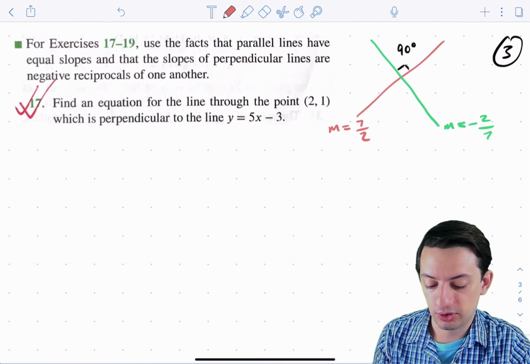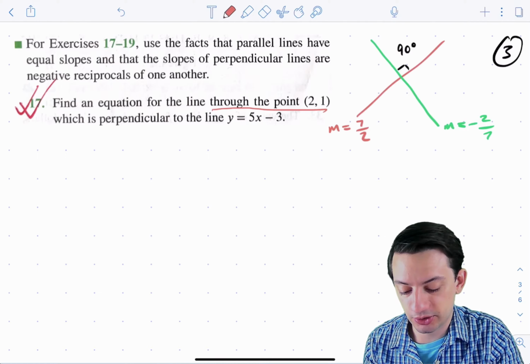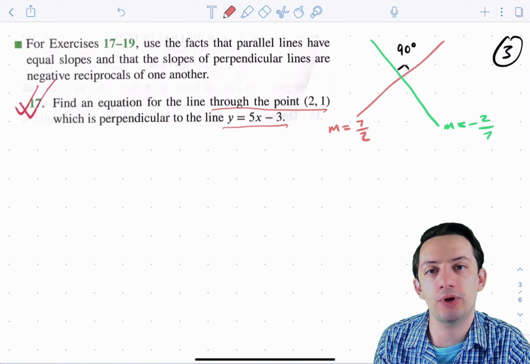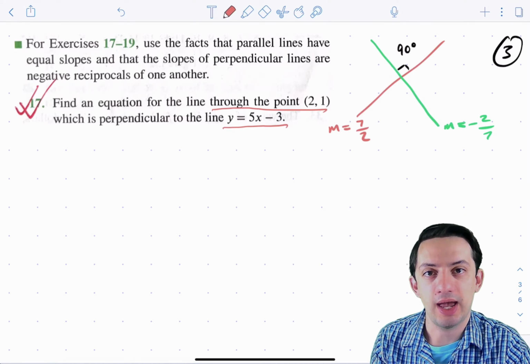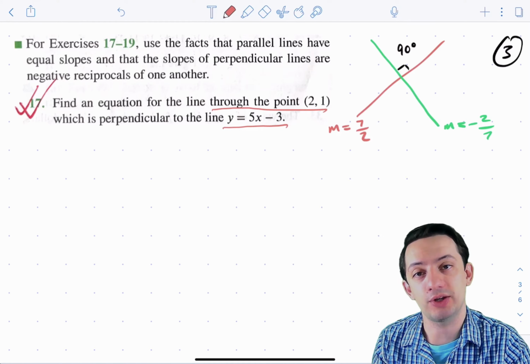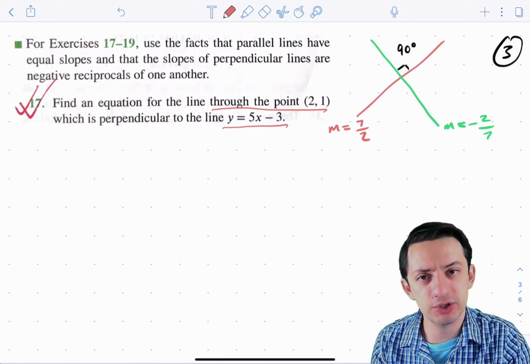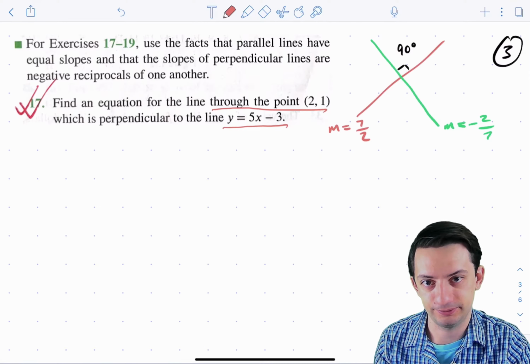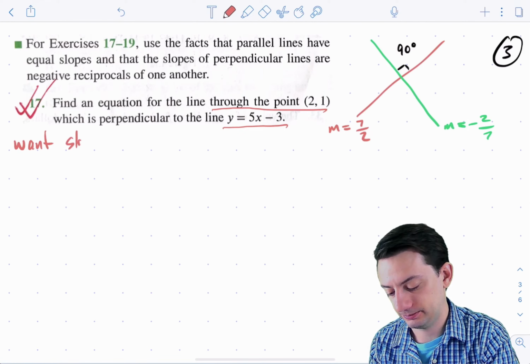Find an equation for the line through the point 2, 1, which is perpendicular to the line y equals 5x minus 3. Okay, this is another problem where we want to find the equation for a line, and we have some kind of information. In the last one, we had 2 points. Here we have 1 point, and we don't know its slope, but we know the equation for a perpendicular line. Okay, so what we want to find is we want the slope and the y-intercept, just like before.